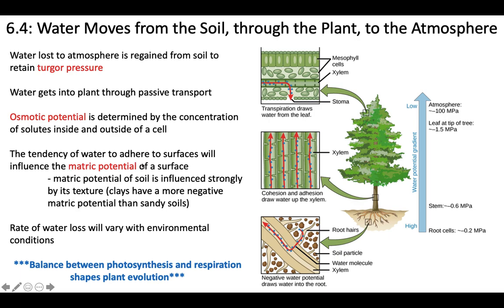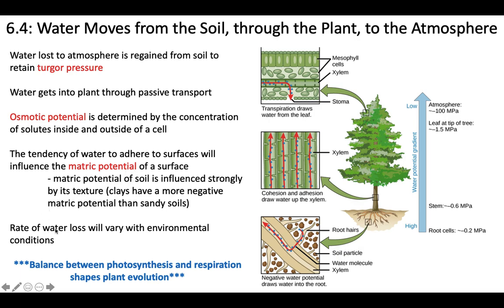Matrix potential of soil is also going to dictate the types of plants that can live in it. This is basically the tendency of water to adhere to surfaces. So, how much water can soil hold? It's going to be influenced a lot by its texture. Clays have a more negative matrix potential than sandy soil, so matrix potential is influenced a lot by texture and how much moisture it can hold.